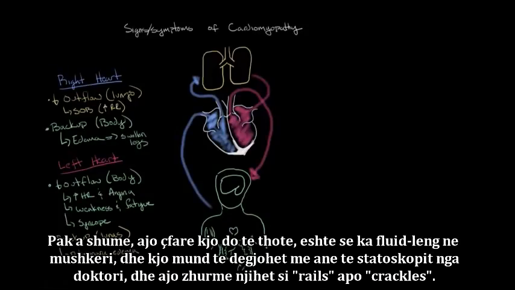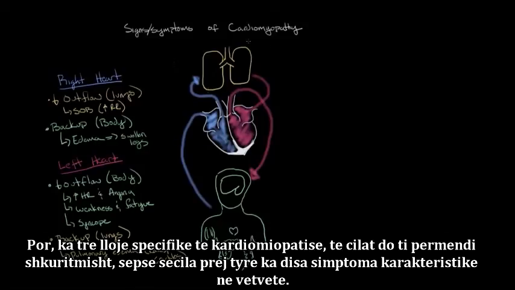And pretty much what this means is that there's just fluid in the lungs, and this can be heard with a stethoscope by a doctor, and it makes a sound known as rales or crackles. But there are 3 specific types of cardiomyopathy that I want to mention briefly because they each have some characteristic signs and symptoms of their own.